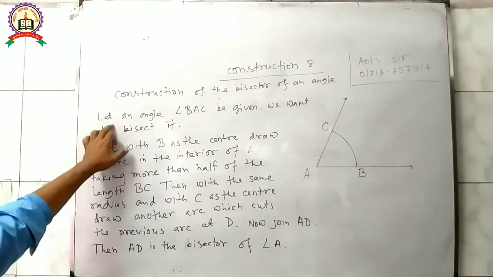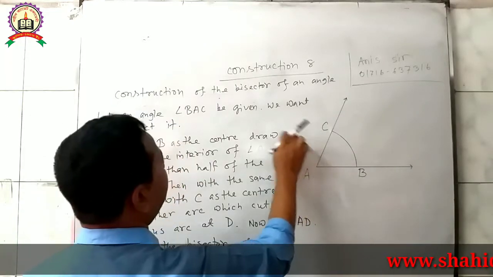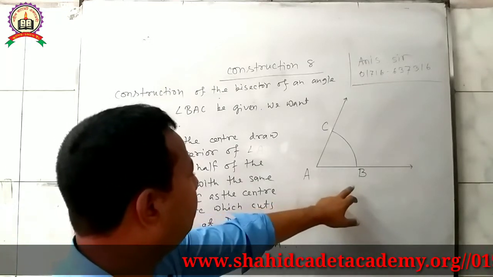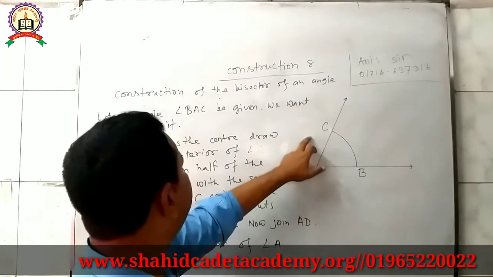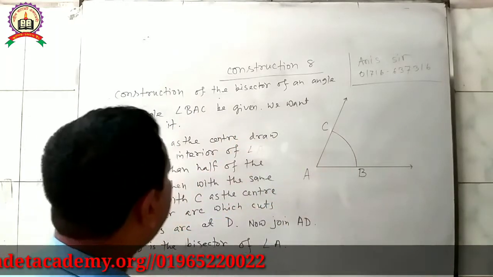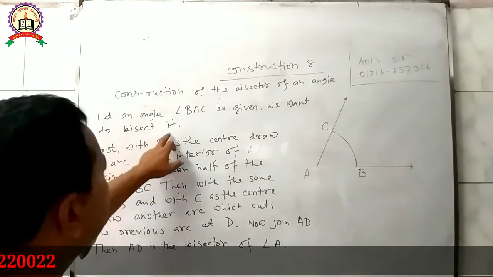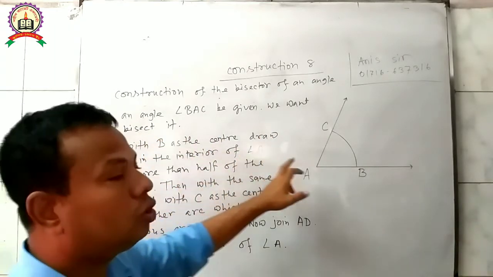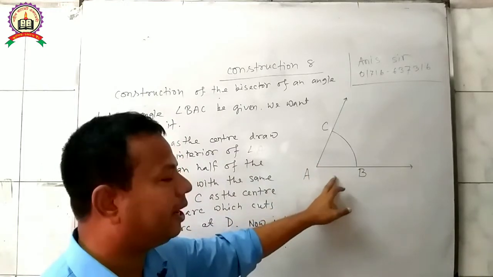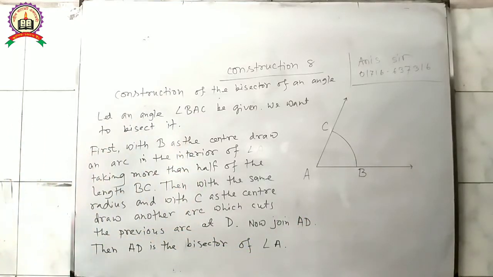Now let an angle BAC be given. Now we want to bisect it. That means we want to divide this angle into two equal parts.